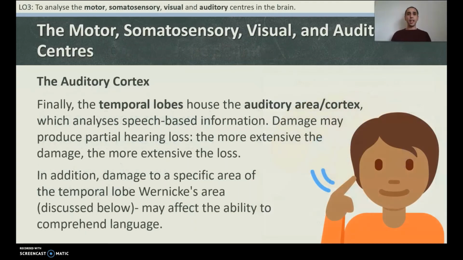And the final bit we're looking at is the auditory cortex. Finally, the temporal lobes house the auditory area or cortex, which analyzes speech-based information. Damage may produce partial hearing loss. The more extensive the damage, the more extensive the loss is. In addition, damage to a specific area of the temporal lobe, Wernicke's area, may affect the ability to comprehend language.